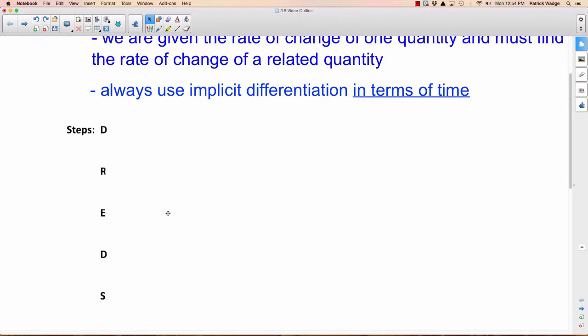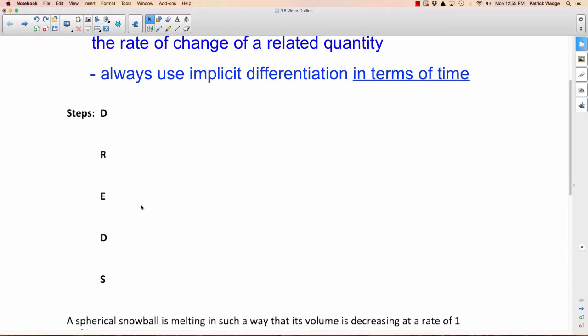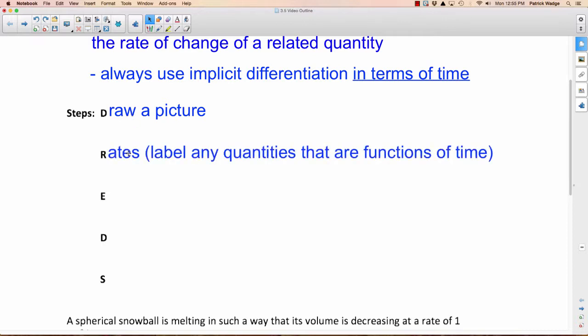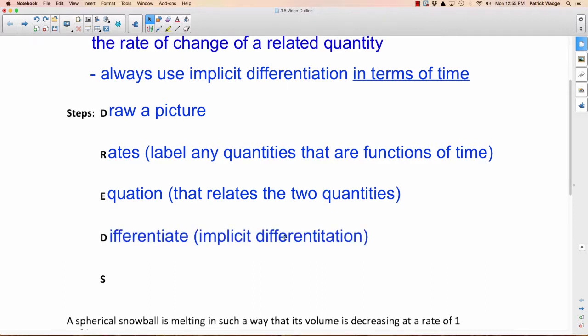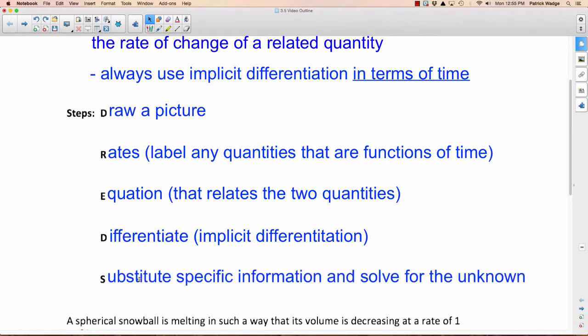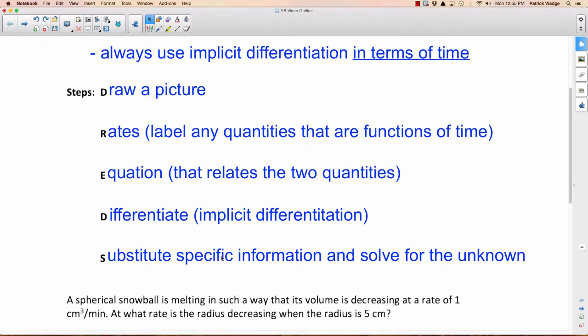Now, the steps, I found this acronym, I didn't make it up, DREADS. It's pretty good. It's not spelt right, but DREADS. Everyone dreads related rate problems. So here are the steps. Draw a picture. Rates, you're going to put down the rates. Label any quantities that are functions of time. Equation, you're going to make up an equation that relates the two quantities. Differentiate, and as we said, it's going to be implicit differentiation. Substitute specific information and solve for the unknown.